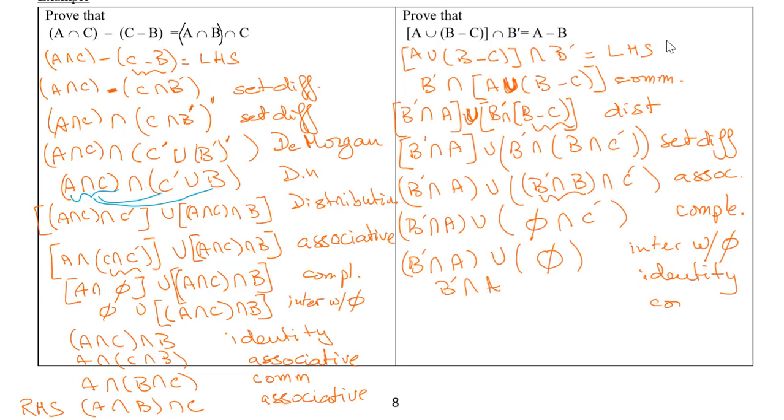So what I'm going to do is commutative first, which gives me A intersect not B, and then I'm going to write it as the set difference, which is A but not B, which is equal to the right hand side, and we're done. And this is how we prove set identities using identities.